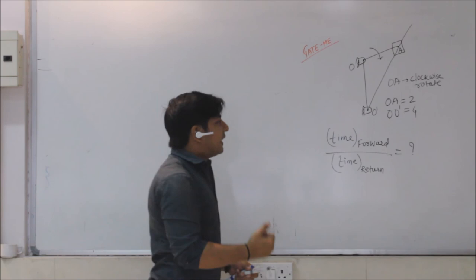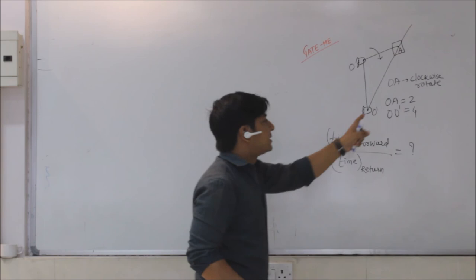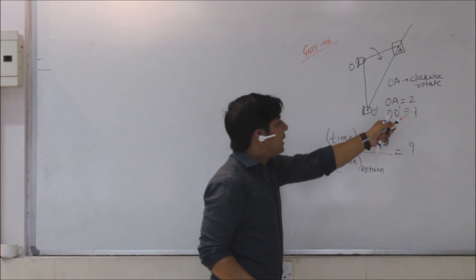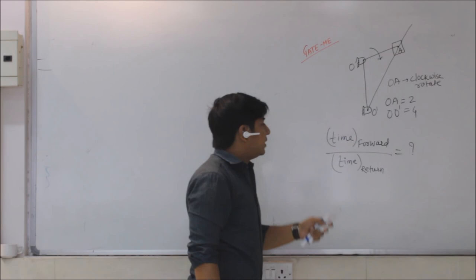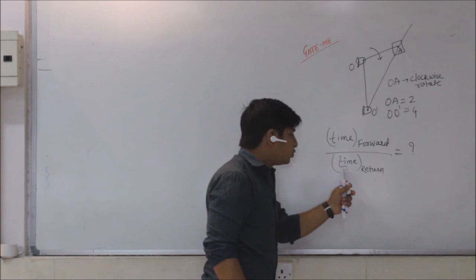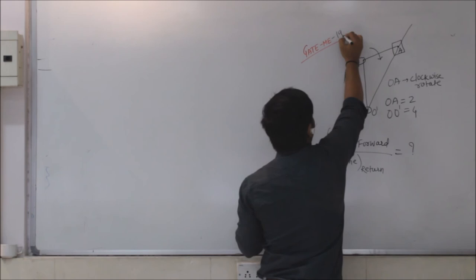Just see here. Kya question hai, given hai data. This is OA is equals to 2 diya hai. Means crank ka length 2 diya hai. OO dash is 4. OO dash means connecting rod ka length 4 diya hai. Toh puch raha hai what will be the time of forward stroke ratio to the time of return stroke. Ye GATE mechanical 1995 ka question hai. And the same question is repeated in 2010.